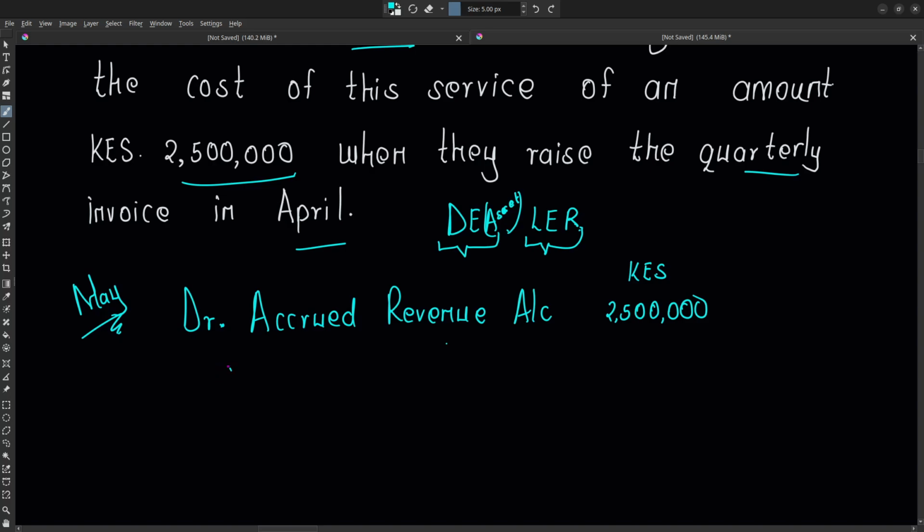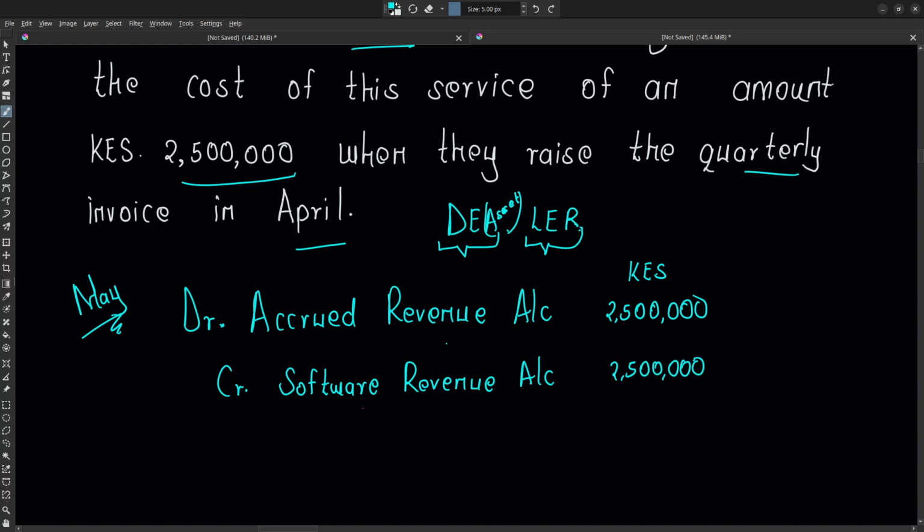So we are going to recognize revenue. Why? In accrual accounting, we recognize revenue when it is earned. By earned, we mean we have done what we are required to do to earn this revenue. We have already finished creating this software for the client, so we have earned this revenue. Maybe we call it software revenue. It's basically a revenue account, an amount of 2.5 million, at the end of the month of May.